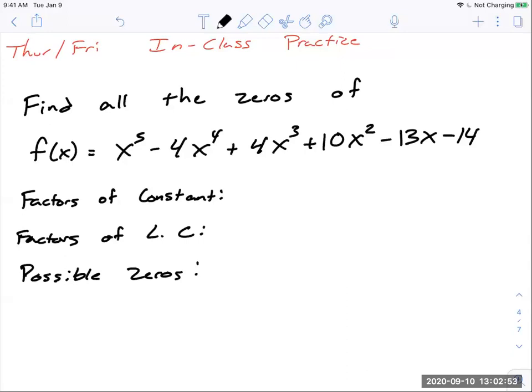Those are going to come from all of your possible zeros, and that's what we're going to list out here. However, to get to those numbers, we need to first find the factors of our constant, which is negative 14, and the factors of our leading coefficient, which is 1. So the factors of my constant, two numbers that multiply to give me 14: 1 with 14, and then 2 with 7. And that's it. So those are all my factors of 14. Now I need the factors of my leading coefficient. My leading coefficient was 1, so my only factor is 1.